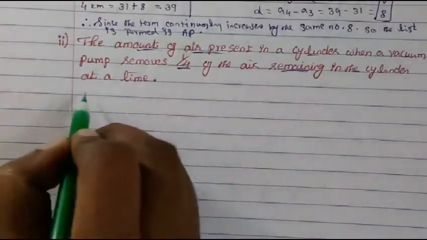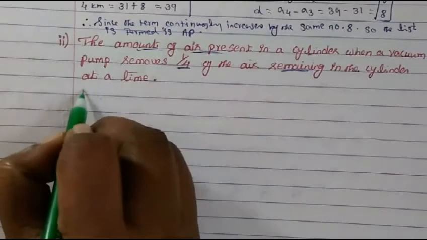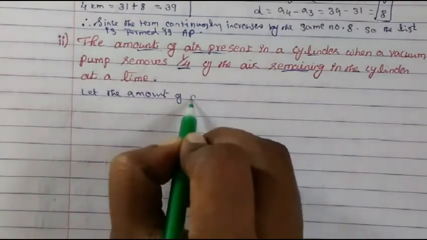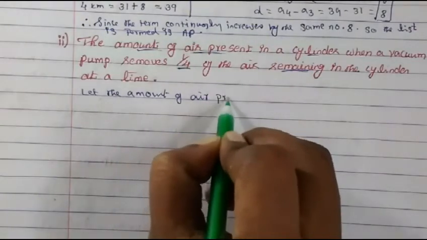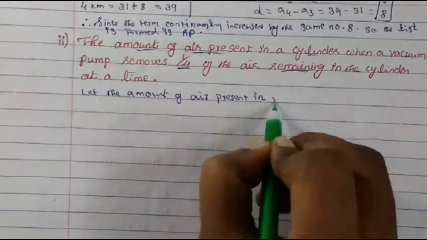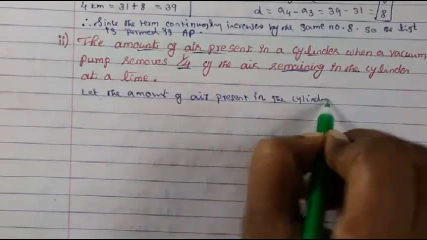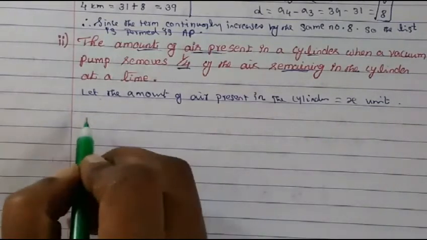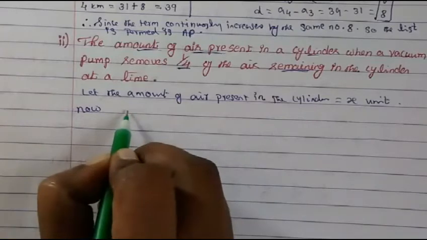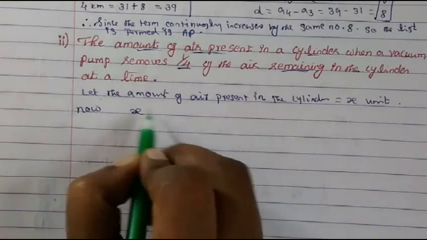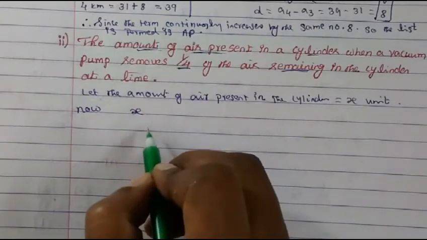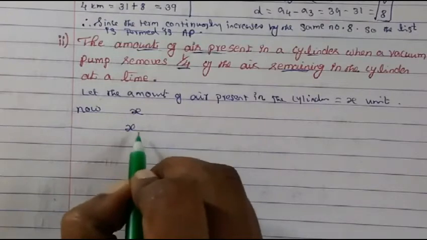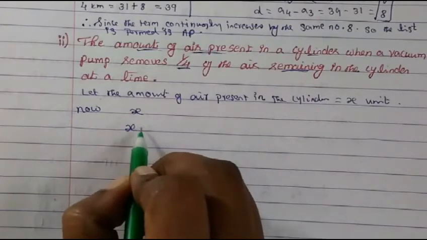So now let's see. Because we don't know, let the amount of air present in the cylinder be X units. Since we don't know, we write it as X units. So now at present we have X units of air. So now the next step, from X units we have to subtract 1/4 of the air that is pumped out.